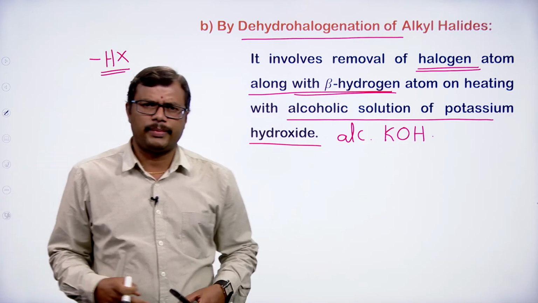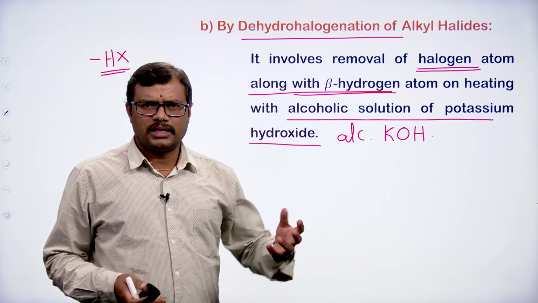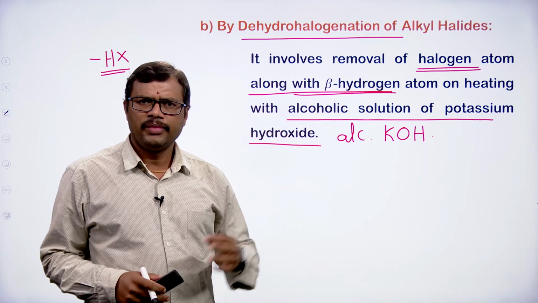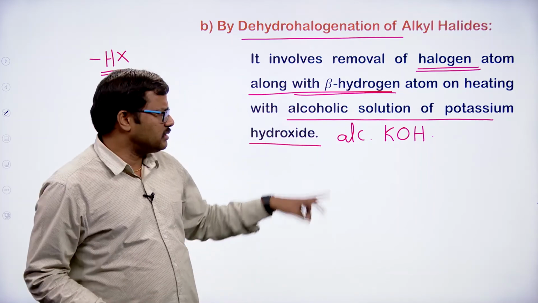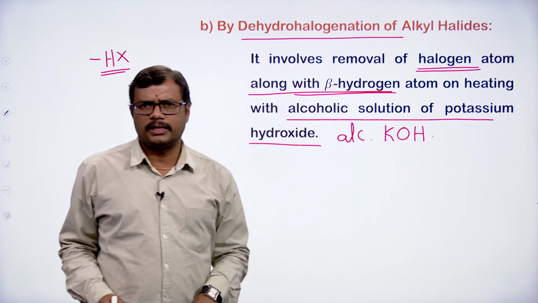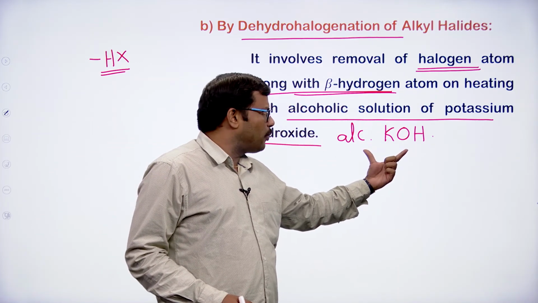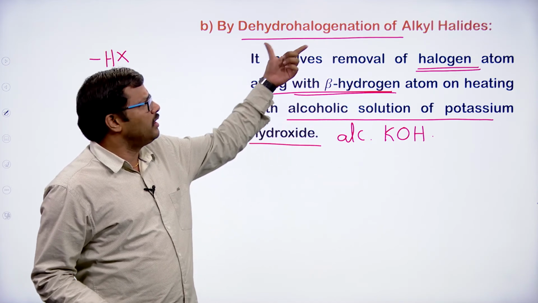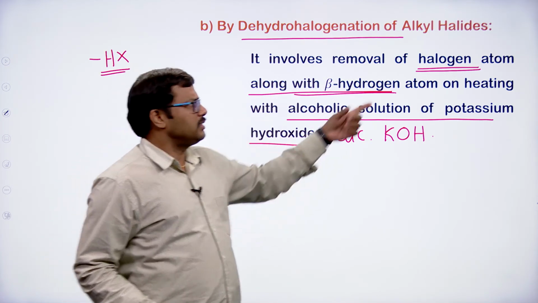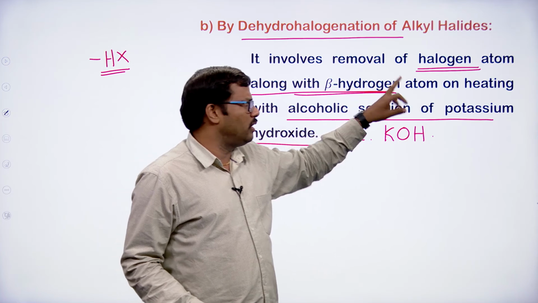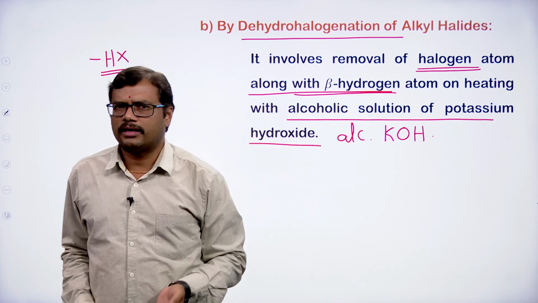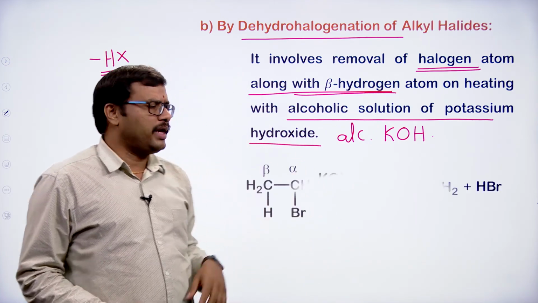How is it going to be prepared? Potassium hydroxide is a solid, it comes in the form of pellets. So take these pellets and dissolve in ethyl alcohol. That solution is called alcoholic potassium hydroxide. When you heat the alkyl halide with this alcoholic potassium hydroxide, the halogen as well as one of the beta hydrogens is removed, and thereby we get alkenes as the major products.